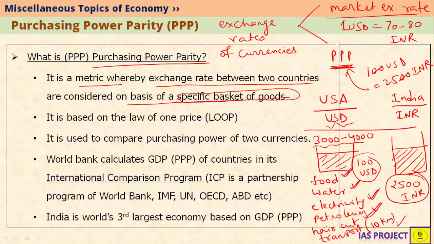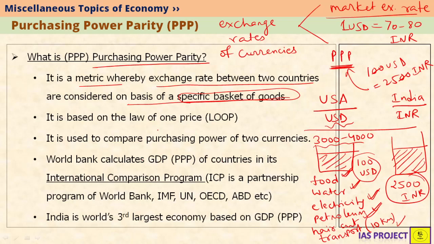For example, a basket like this. There are many items in this basket. We will consider the same basket in India and the other country which we are comparing, and we will see whatever is the basket price in both the countries, and we will simply equate both the values in different currencies and make a comparison. This is purchasing power parity.